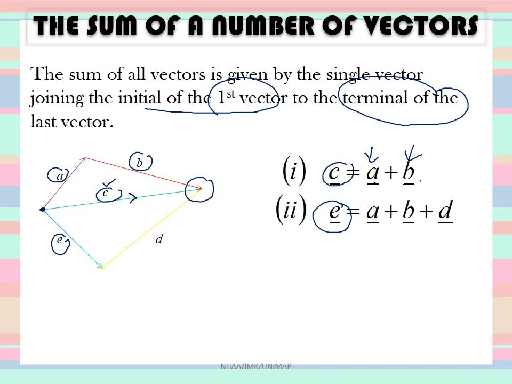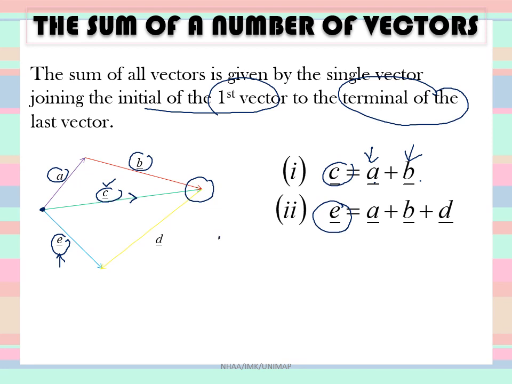plus vector D here. And why did I say this is the resulting vector? Because it connects the initial of the first vector to the terminal of the last vector. So this is the single vector, which is the resulting vector from the summation of A, B, D. So the rule here is how to tell which one is the resulting vector and which are the summation vectors. You just look at this.